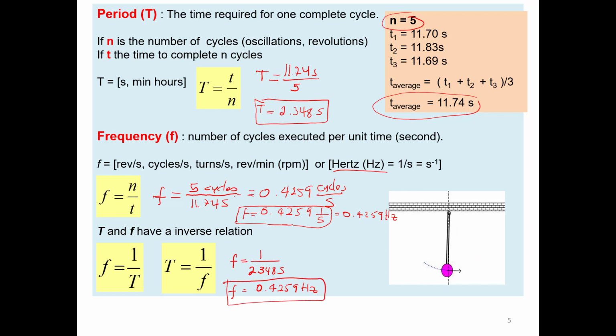And we can see the inverse relation in this equation. We can see in this case the period equals the time over the number of cycles, but here the frequency is the number of cycles divided by the time.